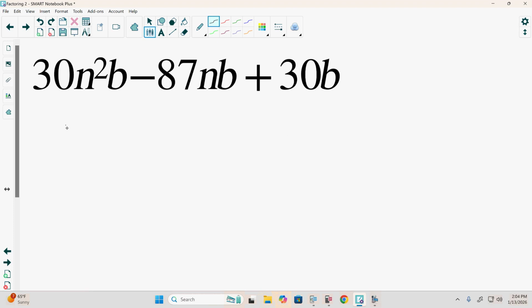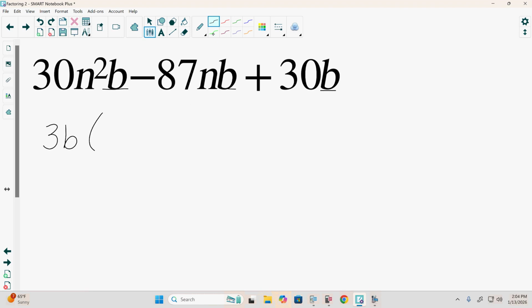B. So B is going to be a common factor in all three. N is not going to be a common factor because it doesn't show up in all three. But now we need to figure out a number that goes into 30, 87, and 30. What's a number we know for sure will go into all three? 3. Now there might be a number bigger than it, but we can try 3 and go from there.